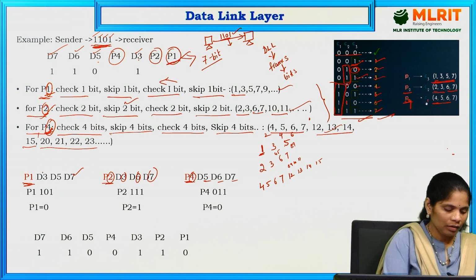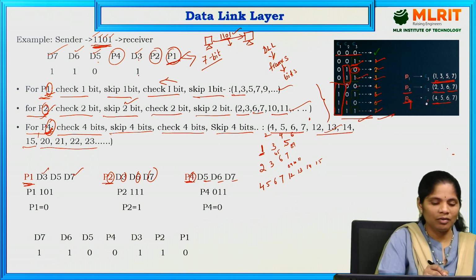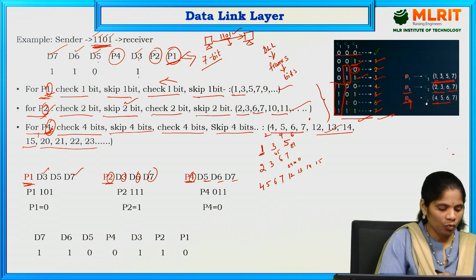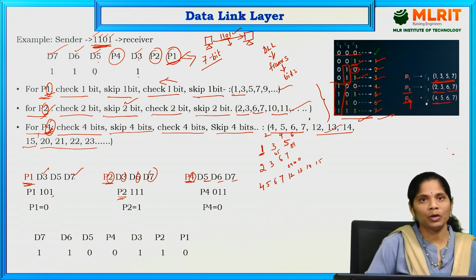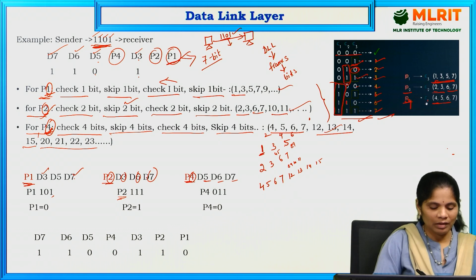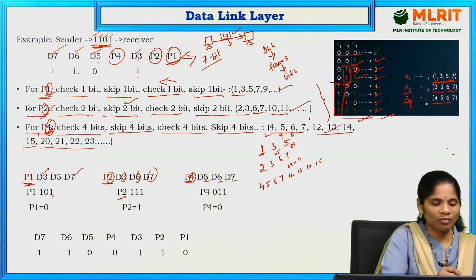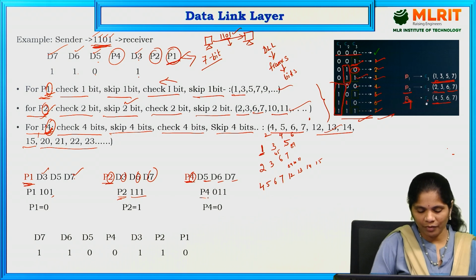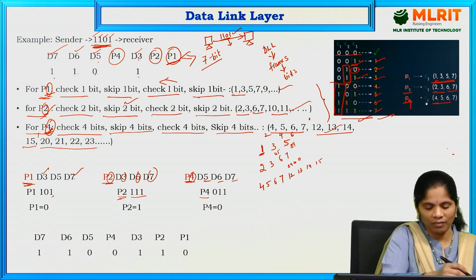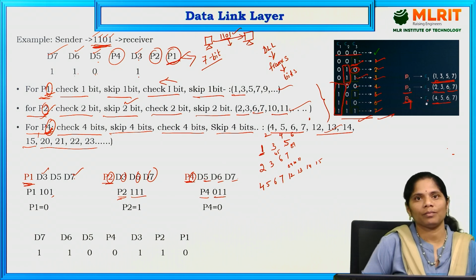So here the D3 position means what? D3 is 1, next D5 is 0, D7 is 1. That is what I wrote here. So check here P2: D3, D6, D7. 3 is 1, 6 is 1, 7 is 1. That is what I wrote here. And next one, for finding P4, as it is, we are going to find parity bits only, right? So D5, D6, D7 positions: D5 is 0, 1, 1. 0, 1, 1 is what I wrote here.